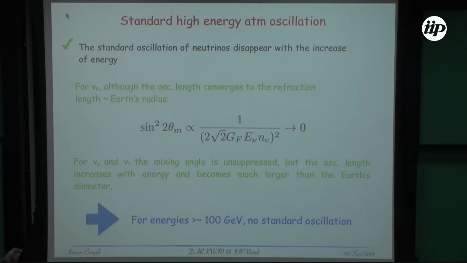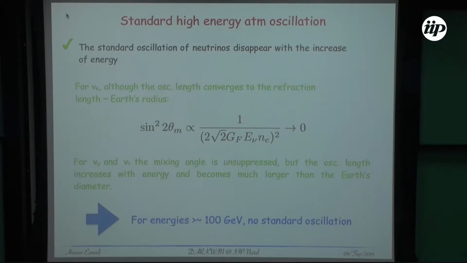There is one main point. If you think about the nu e, nu mu, nu tau, the types of oscillation that can happen between nu e and nu mu, nu tau, or between the nu mu and nu tau, the oscillation of the nu e at high energy is suppressed because of the matter effect. In fact, the oscillation length is equal to the diameter of the Earth.